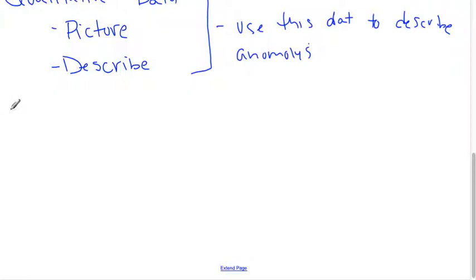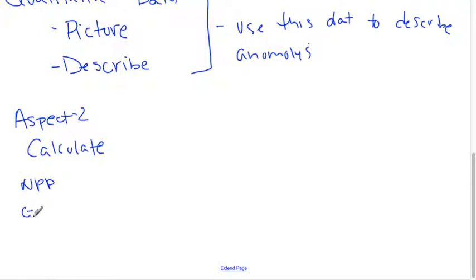The next part is looking at aspect 2, which is what are you going to do with these numbers that you have collected? What is their value? Do I need to do anything to them? You guys need to calculate and show your calculations. Do not just write down what the numbers are. You need to calculate NPP, which is your net primary productivity, your GPP, and you need to calculate your respiration. Sorry for my handwriting, guys.